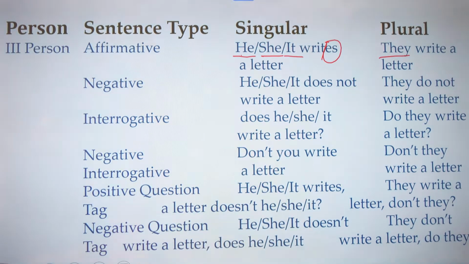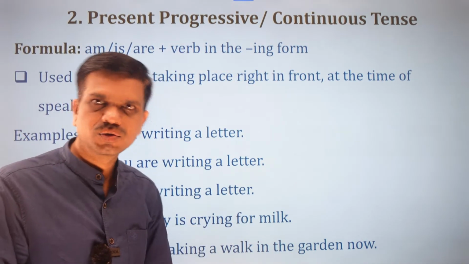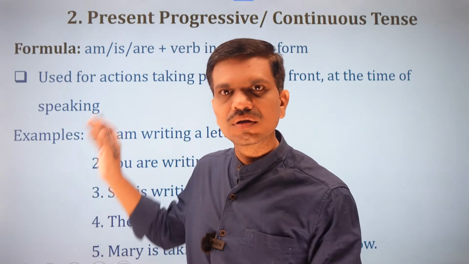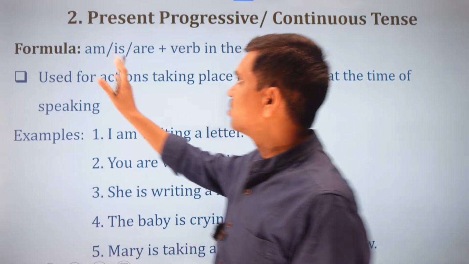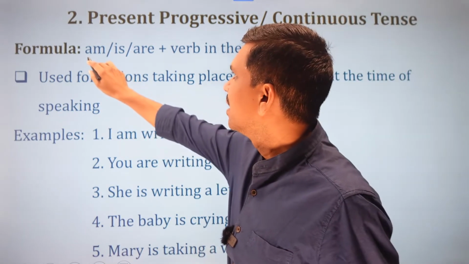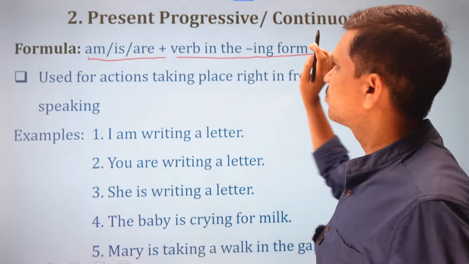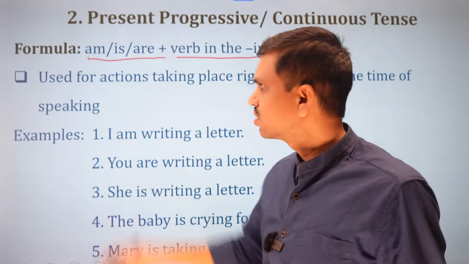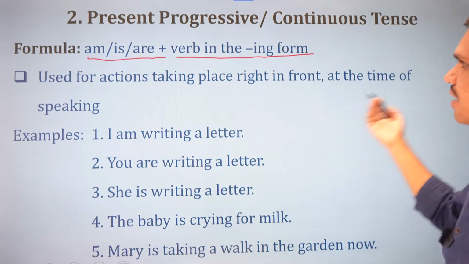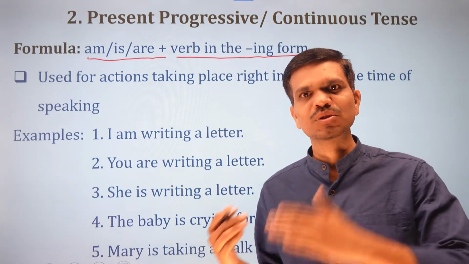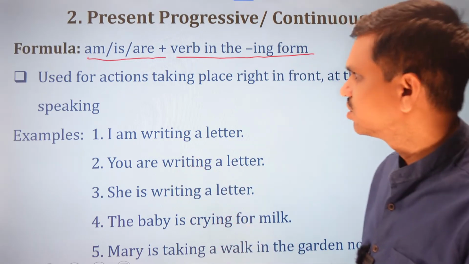Now the next tense, here we have present progressive or present continuous tense. I hope you understood the first tense, that is simple present. Now the second tense we are going to discuss, and its formula is very simple. Helping verb of to be, am, is, are plus verb in the ing form. And where this tense is used, here you see, used for actions taking place right in front at the time of speaking. For example, I am speaking to you is the present progressive or present continuous tense, right?